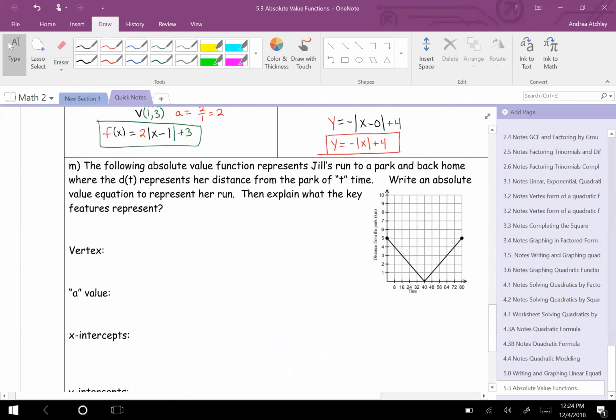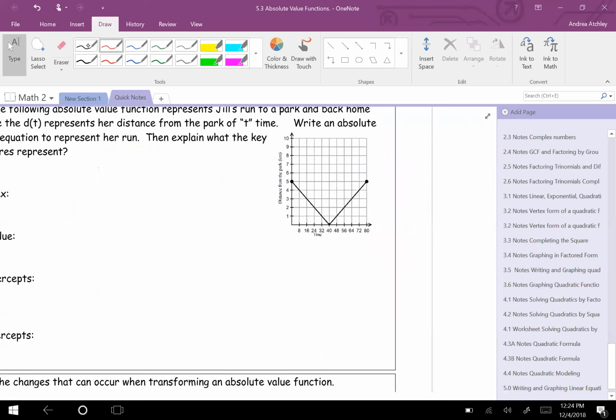Okay, now we're using an absolute value graph in relation to a real life scenario. The following absolute value function represents Jill's run to a park and back home, where D of t represents her distance from the park over time. Write an absolute value equation to represent her run, then explain what the key features represent. So just like before, if we're going to write the equation, we need to find the vertex.